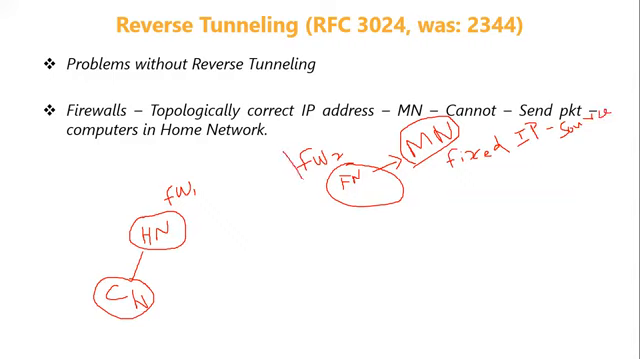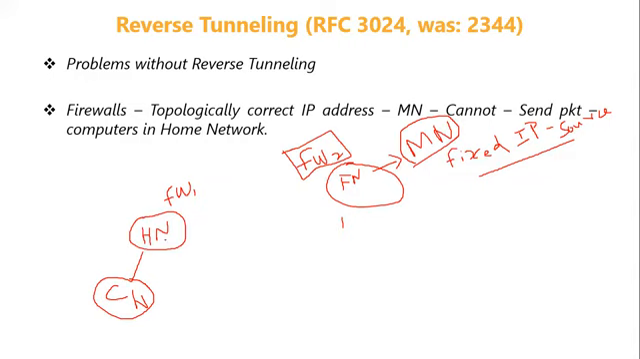First of all, the foreign network's firewall will not allow that. The reason is it is not a topologically correct IP address, because the packet says that it is originating from the foreign network. The foreign network may be using some other subnet, but this mobile node is using its fixed IP address. It may be following some other subnet.